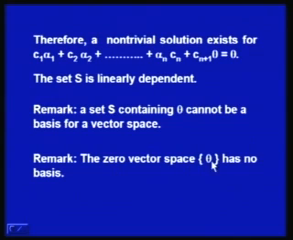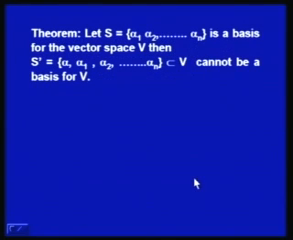Then the zero vector space theta has no basis. So, if we consider this set, this is always linearly dependent. So, this cannot form a basis, it has only one element in this. So, we also know that this set consisting of only theta forms a vector space. So, this vector space has no basis. This is another remark.